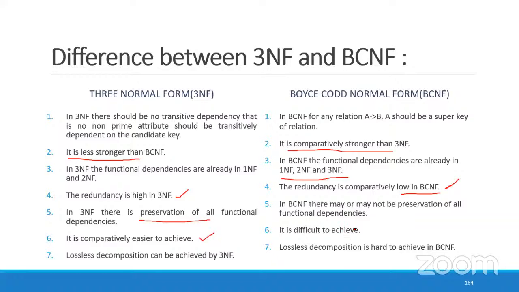In BCNF we have to find the set of candidate keys, and the determinant must be a super key, which you have to prove. So compared to third normal form, it is difficult to achieve. Lossless decomposition can be achieved with third normal form, but it is hard to achieve in Boyce-Codd normal form. These are the major differences between third normal form and Boyce-Codd normal form. Thank you.